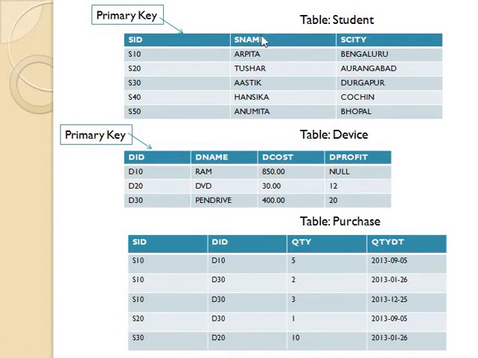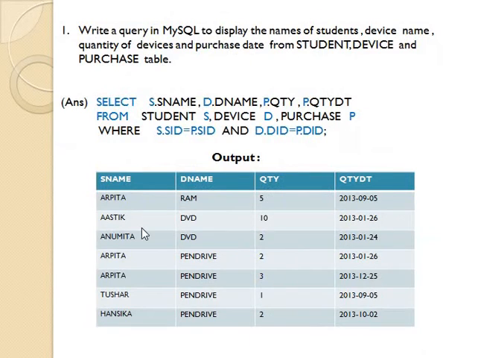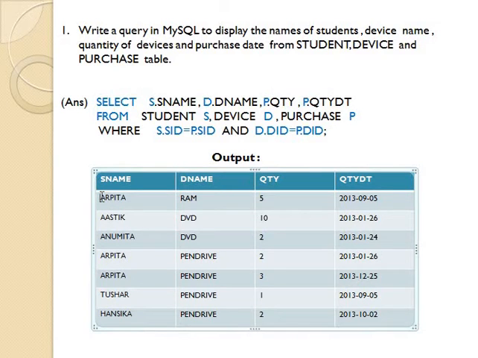The corresponding student name for the SID value S10 is Arpita. And that's why you can see 3 entries of Arpita in the output table. Let me highlight it. This is the first Arpita, this is the second one, and this is the third one.